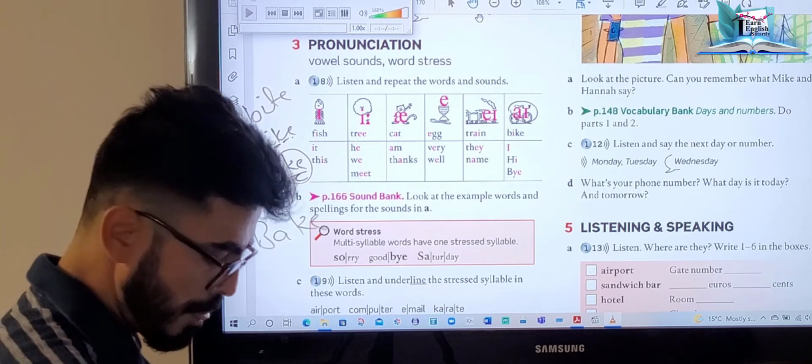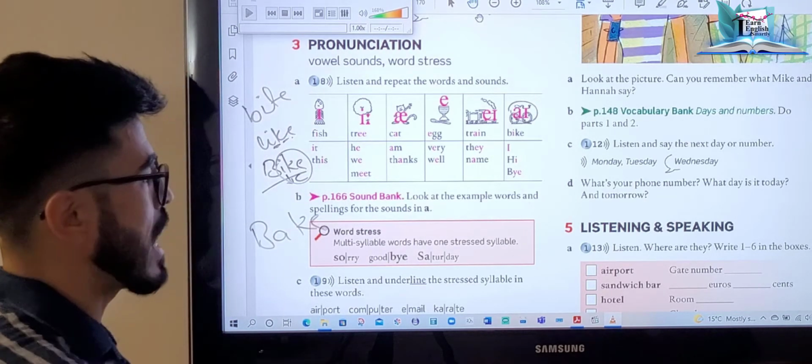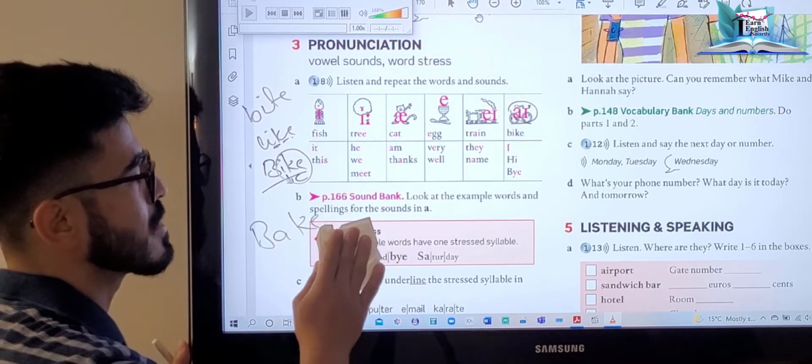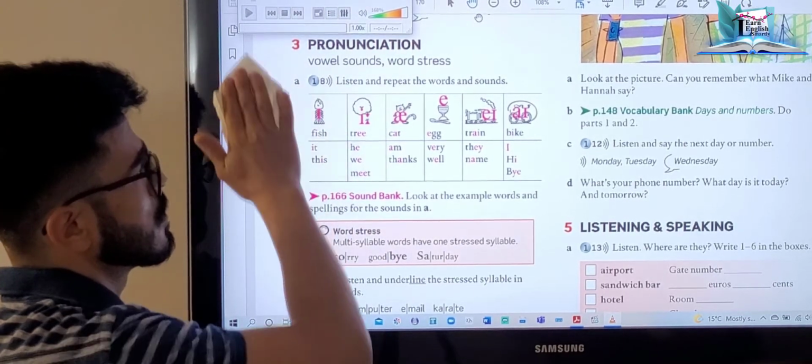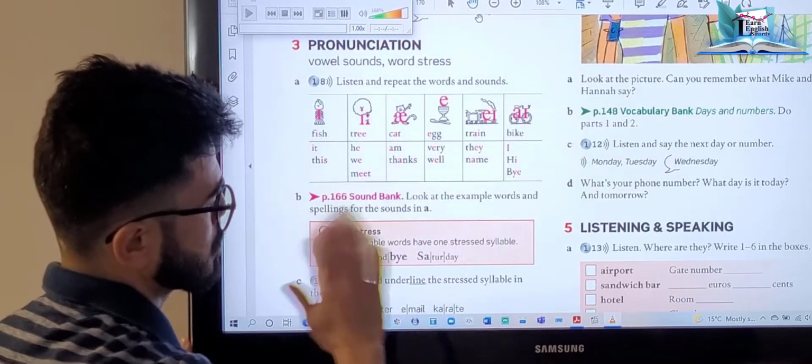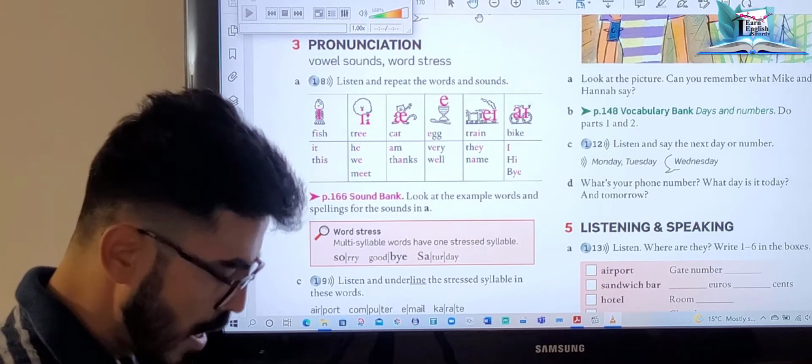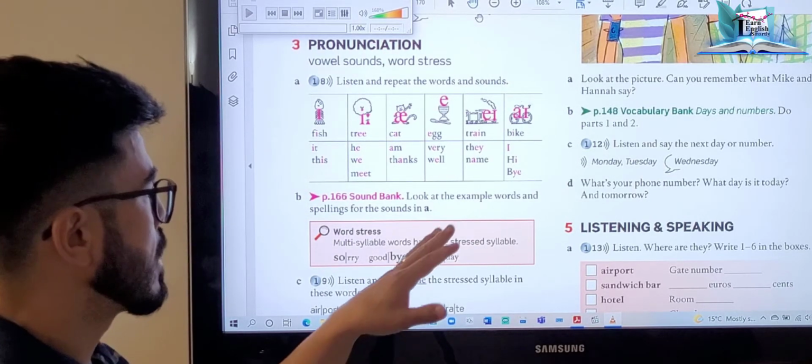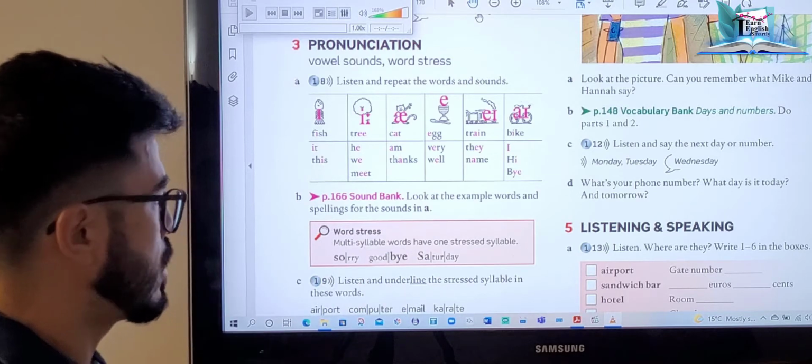Okay, for more sounds, you can go to page 166 to listen more about the sounds, okay, and learn more. Now let's come to word stress.